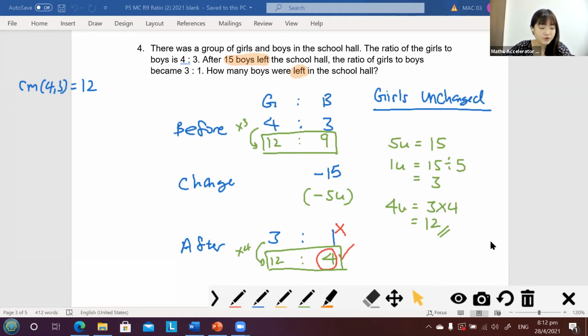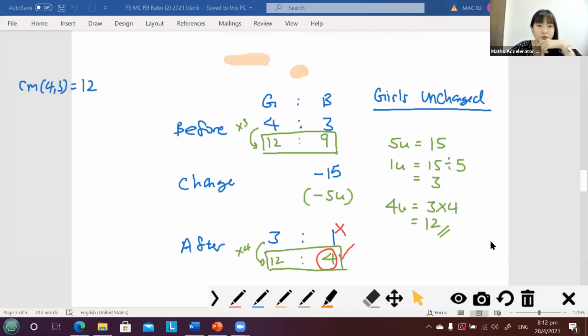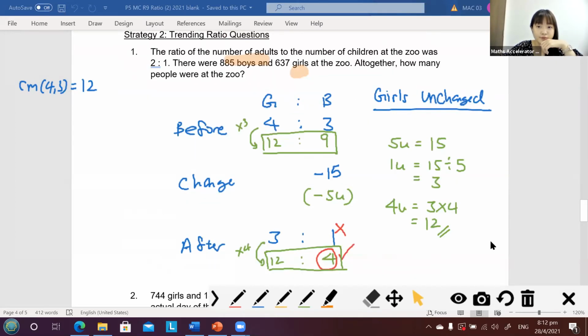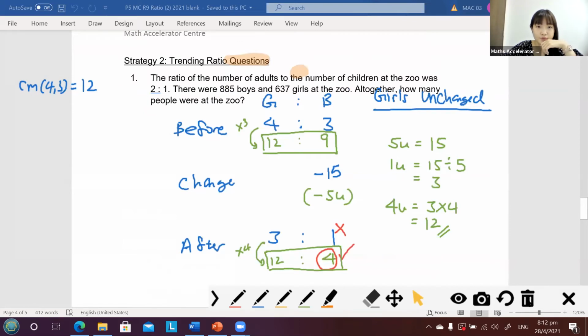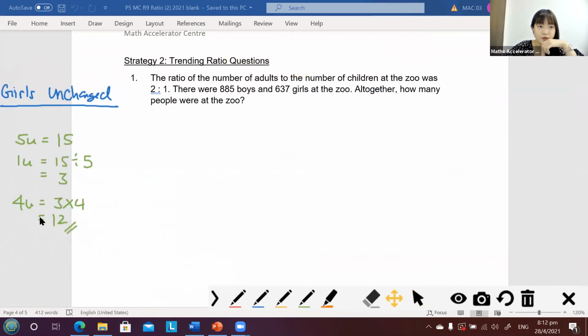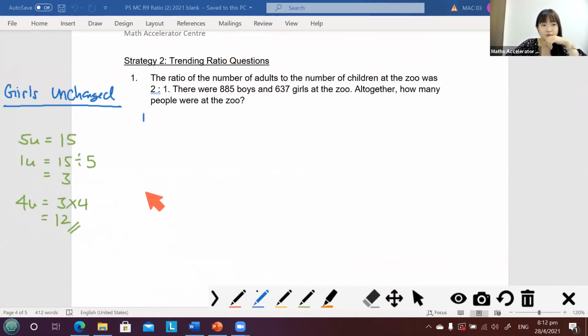Okay, let's move on to the next strategy, which is your repeated identity ratio questions. Okay, we're still copying a little bit here. Now, the ratio of the number of adults to the number of children at a zoo, okay, was 2 to 1. There were 885 boys and 637 girls at the zoo. Altogether, how many people were at the zoo?